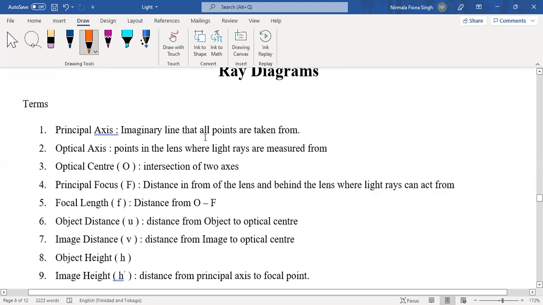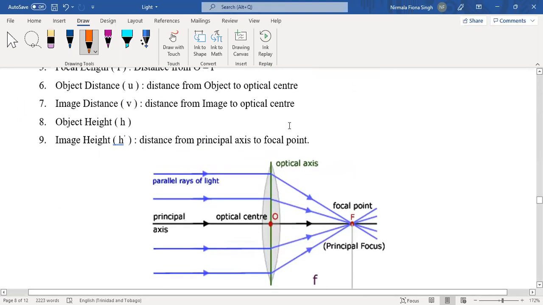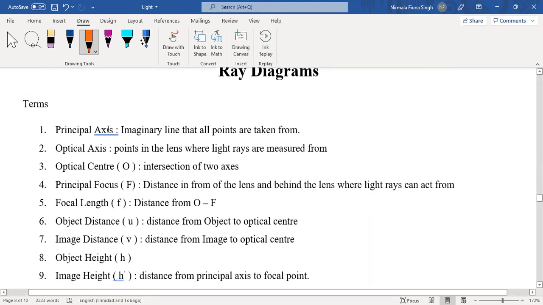Principal axis. This is an imaginary line that all points are taken from. So this is basically a line that we draw at the very start of doing ray diagrams. You're going to see just now, it's right here at the bottom. So we have our principal axis. We have optical axis. This is the point in the lens where light rays are measured from.